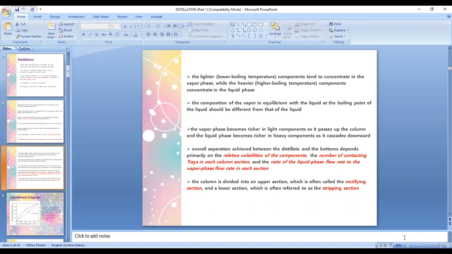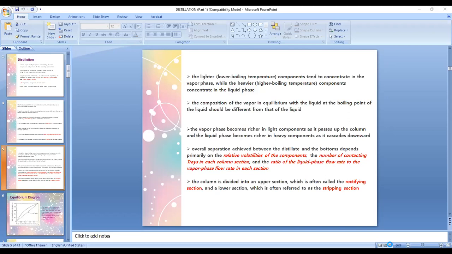I'll project this again. So the lighter, lower boiling components tend to concentrate in the vapor phase, while the heavier ones are expected to concentrate in the liquid phase, which is our bottoms liquid. The composition of the vapor in equilibrium with the liquid at the boiling point of the liquid should be different from that of the liquid. The vapor phase becomes richer in light components as it passes up the column, and the liquid phase becomes richer in heavy components as it cascades downward.